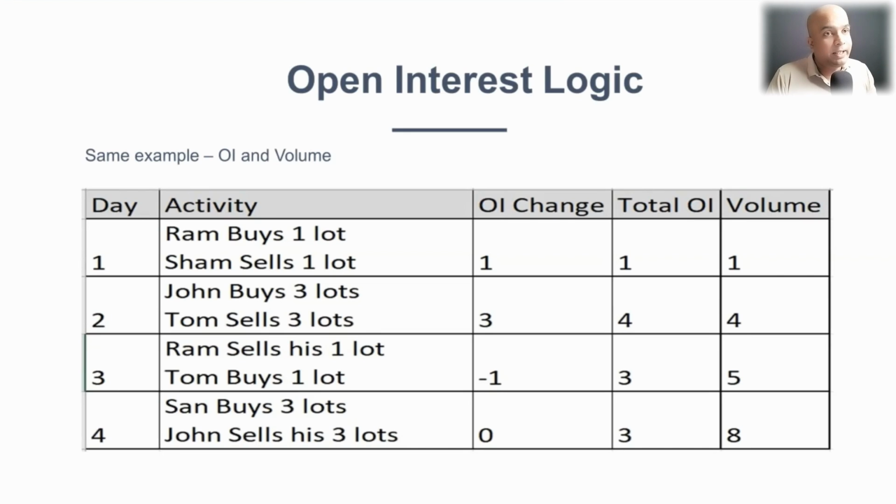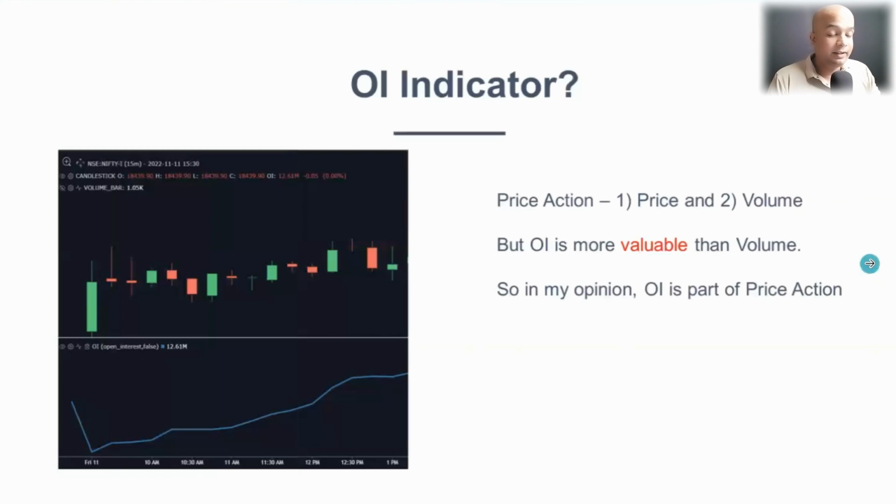No, this shows you a volume spike, but there is no actual demand. There will not be much demand. In the OI case, it will remain 1, whereas in volume, it will be 100. So in this way, volume can really mislead us.